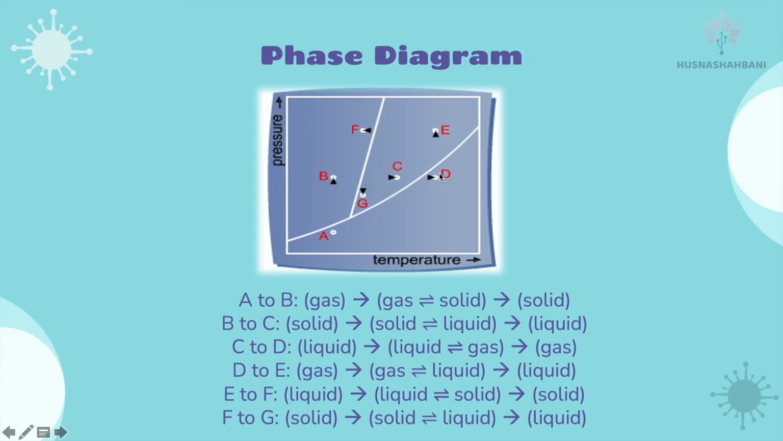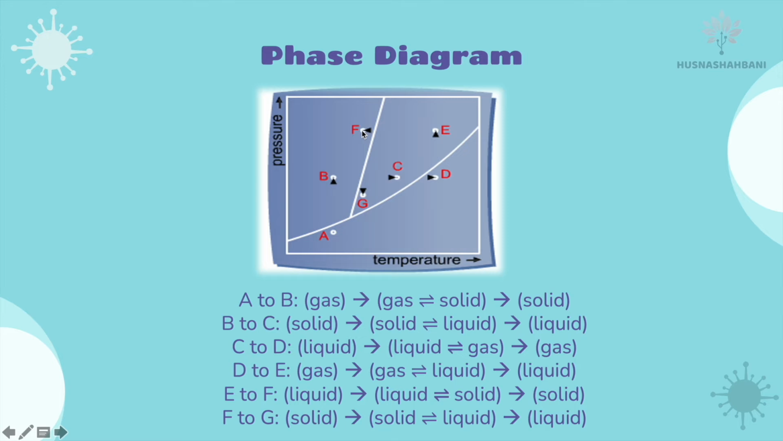From D to E, same, gas to liquid. So from gas to liquid, on the line, a mixture of gas and liquid. And then from E to F, liquid to solid form. So any point here, it's in the liquid form, and on the line, liquid and solid, and after the line to F, it's in solid form.